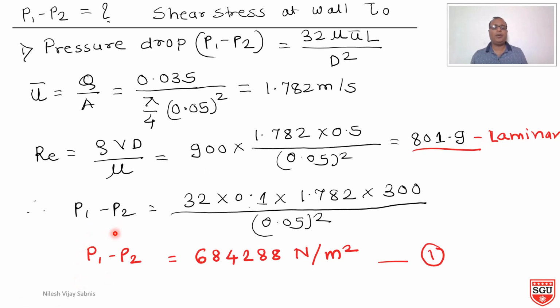So P1 minus P2 is equal to 32 multiplied by 0.1 multiplied by 1.782, that is U bar, multiplied by 300, that is the length, and divided by diameter square, that is 0.05 square. We will get the pressure difference as 684,288 Newton per meter square. That will be our first answer.